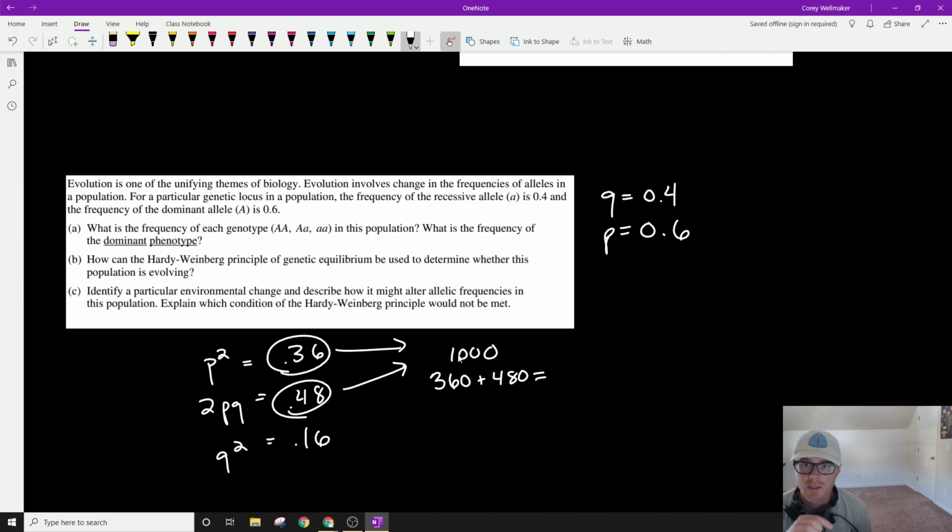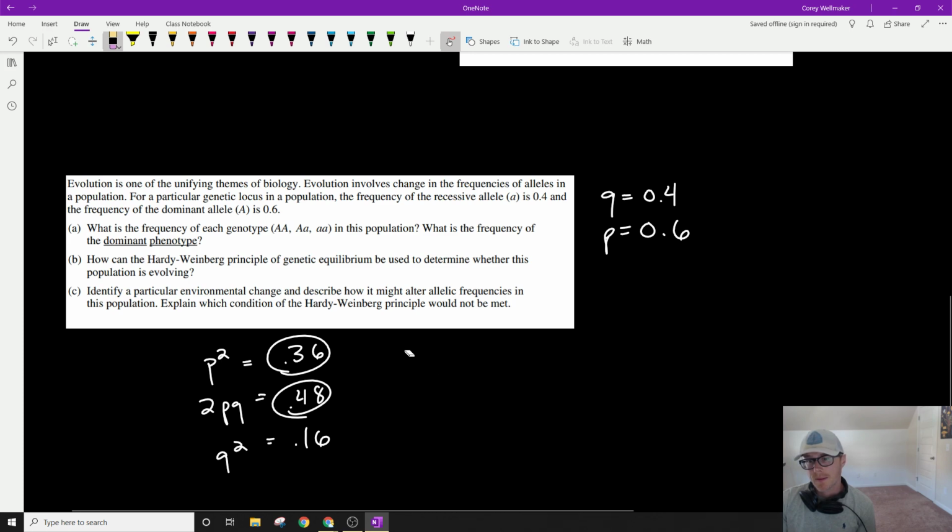How can the Hardy-Weinberg principle of equilibrium be used to determine whether or not the population is evolving? Right? So remember, the population is not evolving if the allele frequencies are stable over time. So if I come back many generations from now and I sample P and Q again and I get the same frequencies, well then that means that the population is in Hardy-Weinberg equilibrium, so it's not evolving.